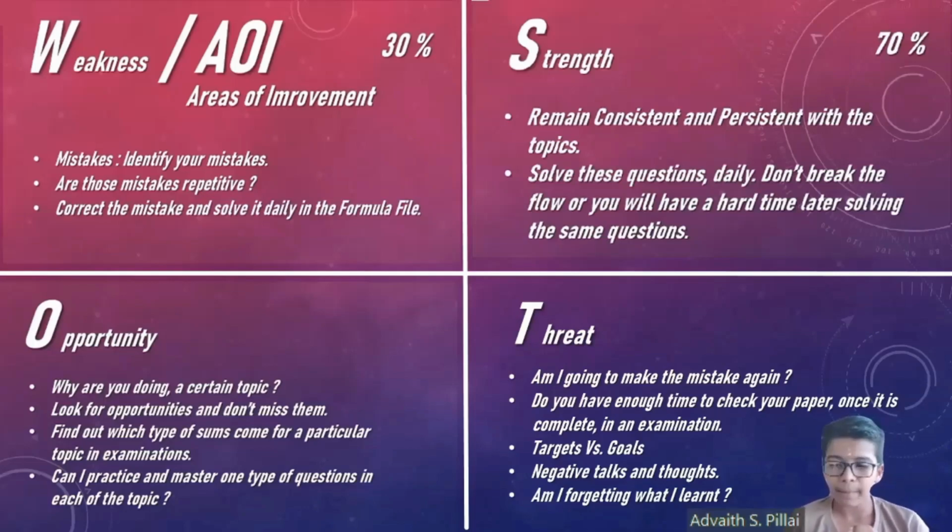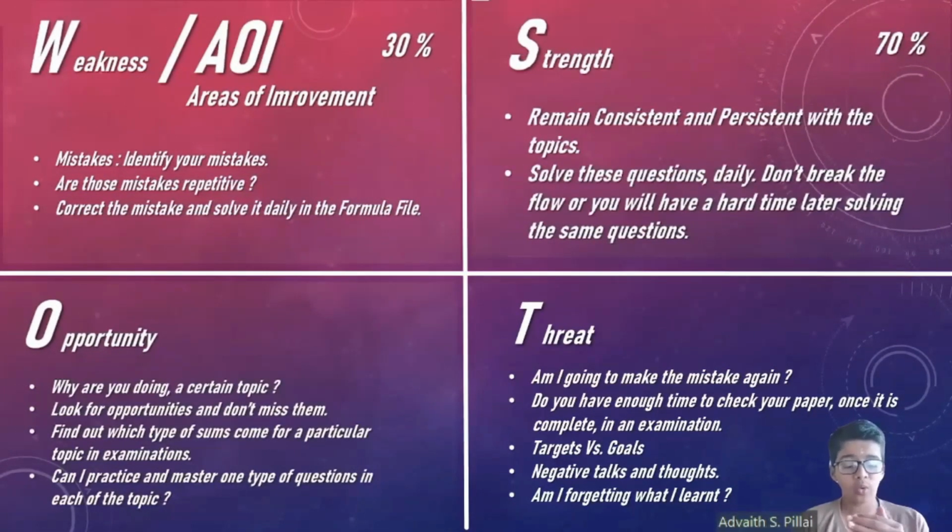And the last thing, can I practice and master one type of question in each of the topics? So you have to take time. You have to manage a time period where you can practice and master one type of question in each of the topics. And if you do this, you will be really good at those topics. Okay guys? Now guys, we will look at the last topic in the SWOT analysis, which is T, and T stands for threat. Okay? So threat is actually the negative talks and thoughts that your mind thinks about.